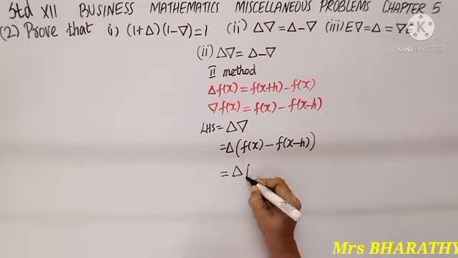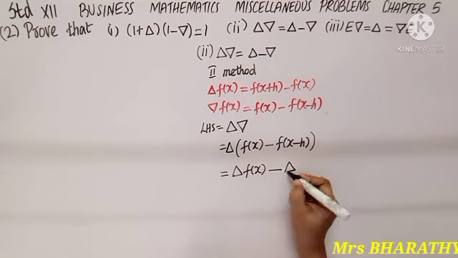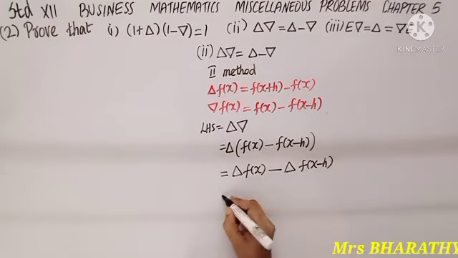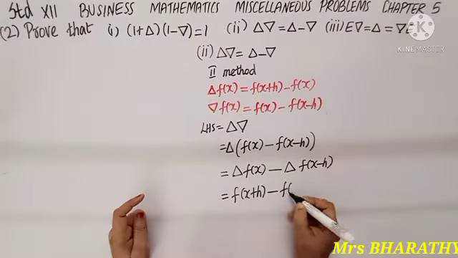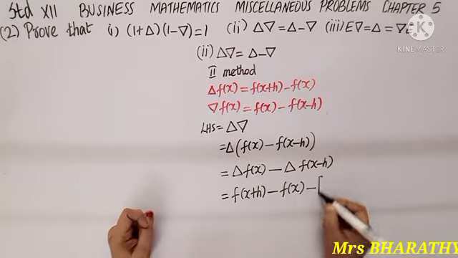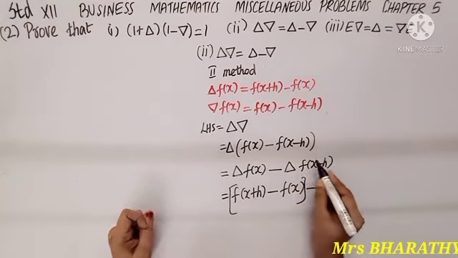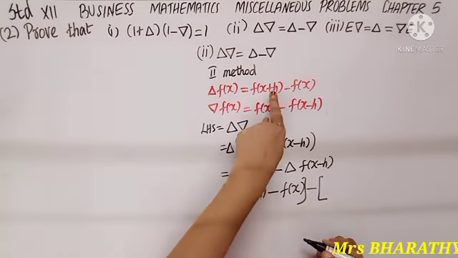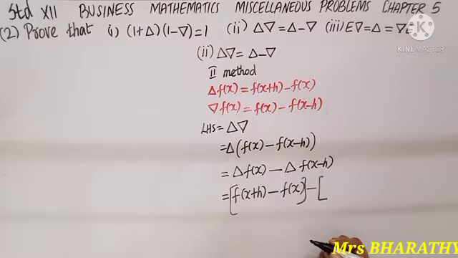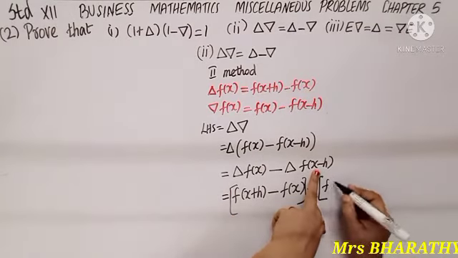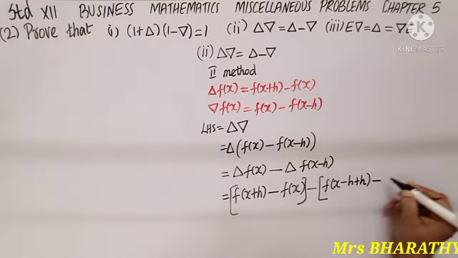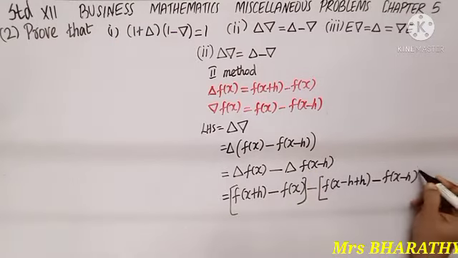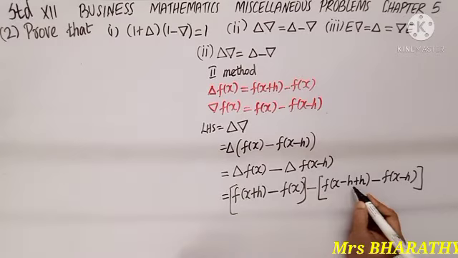As I multiply, delta of f of x minus delta of f of x minus h. What is delta meaning? F of x plus h minus f of x. Minus symbol. What is delta of f of x minus h meaning? First time add h, second time write as it is. Here it is x minus h. First time with x minus h I add h. Second time write as it is. So delta means first time add h, second time write as it is, minus.